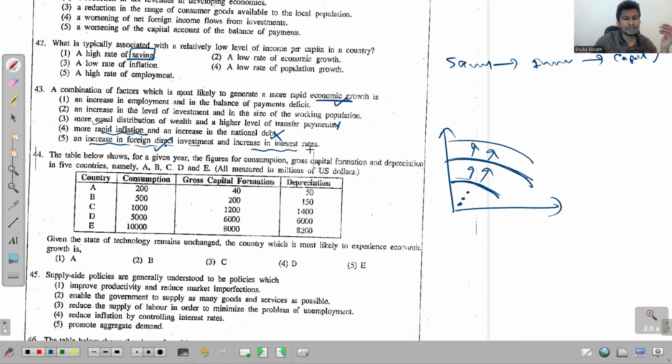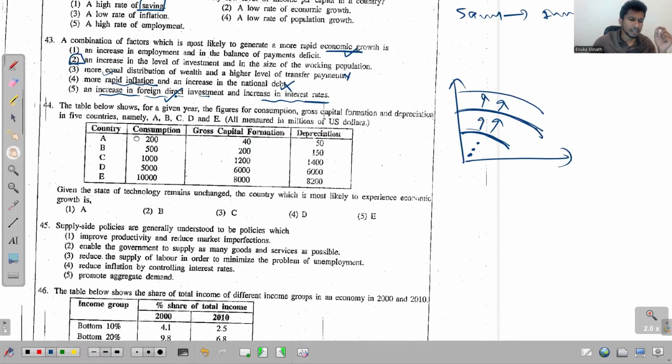Increase in interest rates. No, once again, as we discussed in one of the previous questions, when interest rates get increased, it will be very difficult for people to afford loans. They will not be able to make new investments or start businesses. So again, it will negatively impact economic growth. And from all these given options, the best one is the second one.